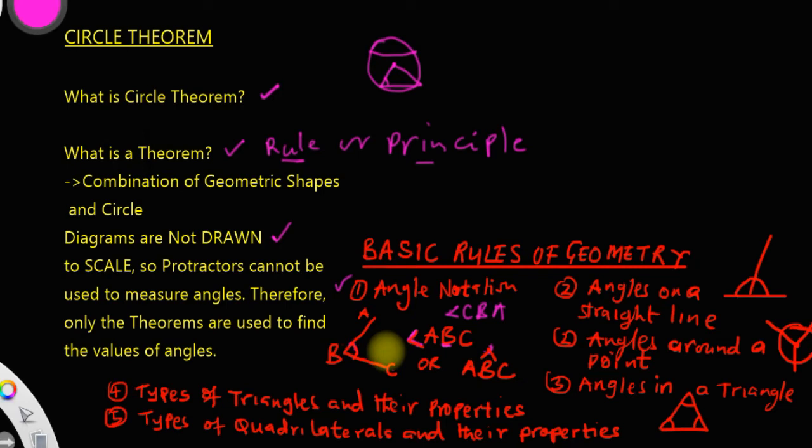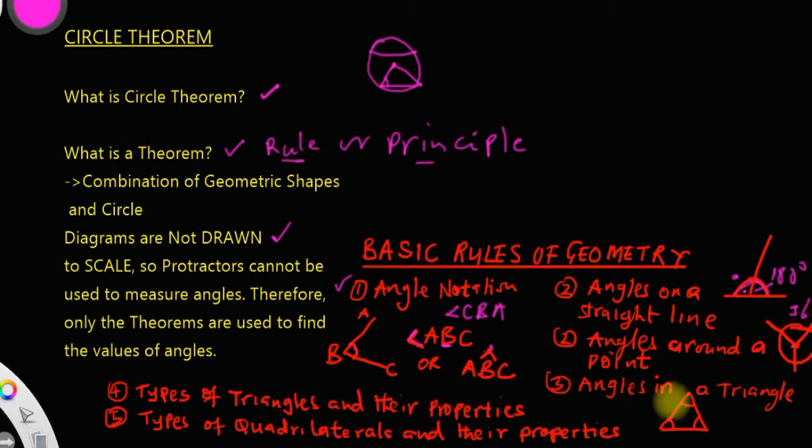The next thing is angles on a straight line. I hope you remember this. On a straight line, the total angle will always give you 180 degrees. If you add this angle to this angle, you have to get 180 degrees. And angles around a point: when you move around a point, the total angle will be 360 degrees. So here it is 180 degrees, and here it is 360 degrees. You have to know all that.